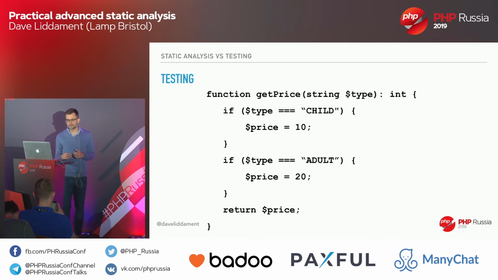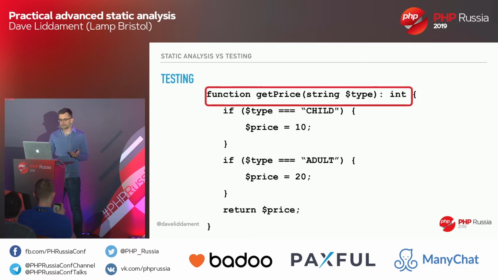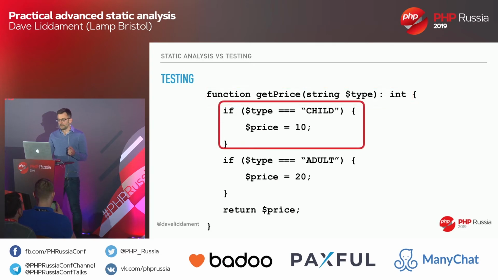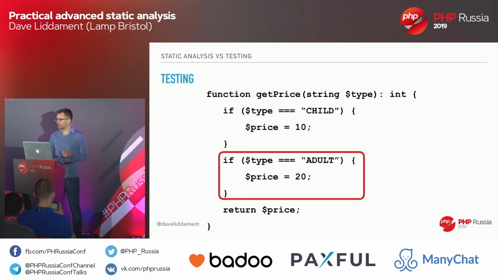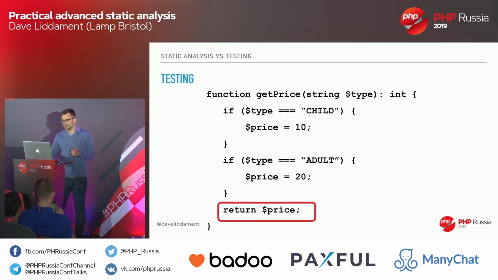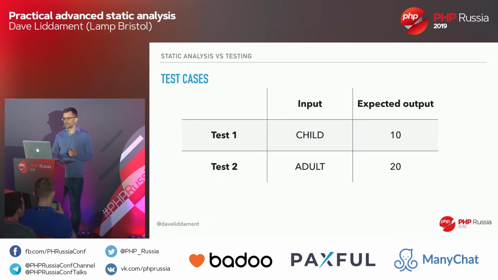Imagine we have this very simple function called getPrice. It takes a type, which is a string, and it returns an integer value. Assuming we pass in the string child, we're saying the price is 10. And if we pass in the string adult, we set the price to 20, which we then return. If we wanted to test this code, we could have a test case that looked like this. In the first test case, we put in child, and we're expecting 10. In the second test case, we put in adult, and we're expecting 20.